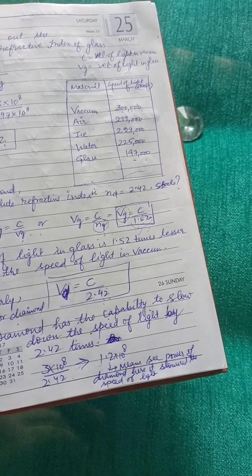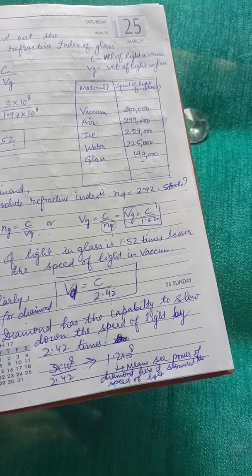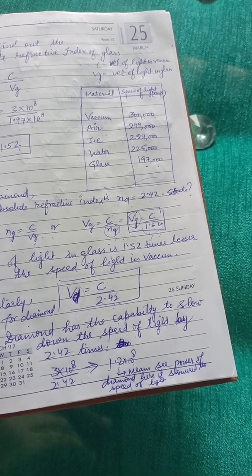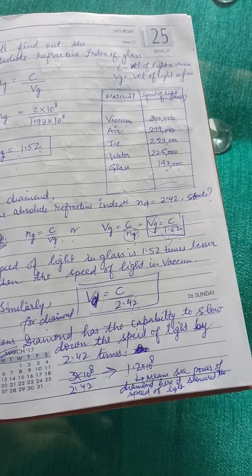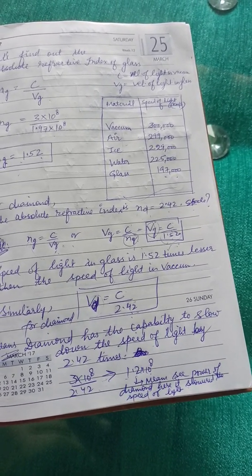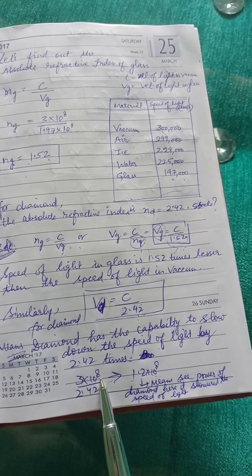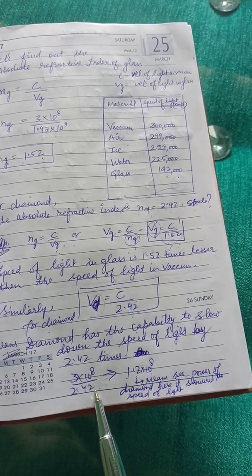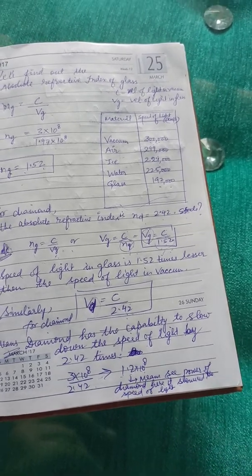Which means that the power of diamond is slowing down this speed, or you could relate that the power of diamond is so much that it slowed down the speed of light. In vacuum where this was 3 into 10 to the power 8, after coming to diamond how much is left, only 1.2. Diamond slowed it down, that much powerful is diamond.